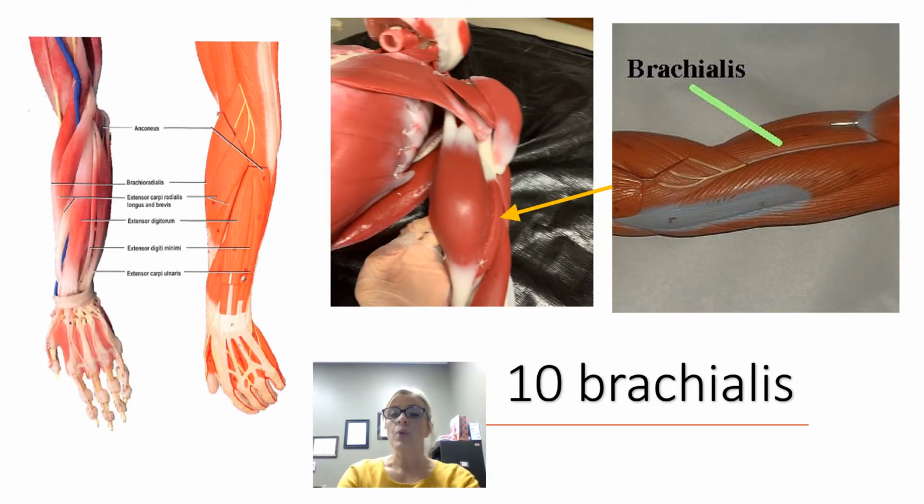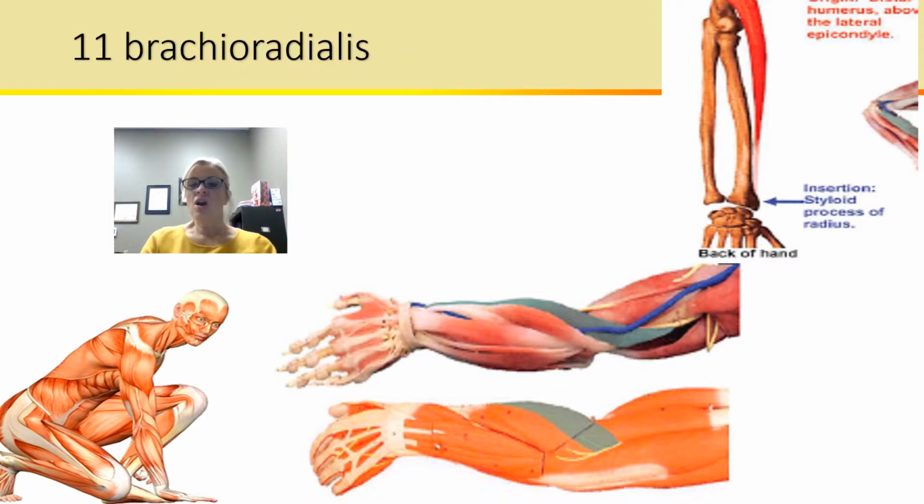So next we have the brachialis. This one is actually pretty easy to see on the cadaver there. This is going to act to flex the forearm. All right, next we have the brachioradialis.